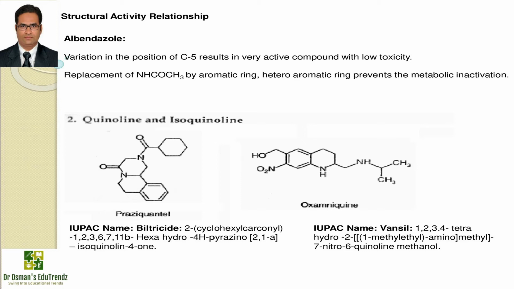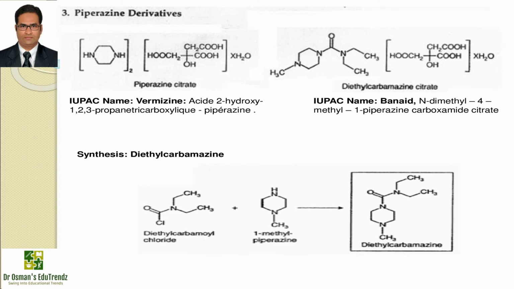The sensitive parasite converts this drug into an unstable ester which is decomposed to yield a reactive electrophilic intermediate which alkylates DNA. Now moving on to the third class, that is piperazine derivatives. Example is piperazine citrate, which is available with the brand name Vermizine and IUPAC name 2-hydroxy-1,2,3-propane tricarboxylic piperazine. This drug is highly effective against both Ascaris lumbricoides and Enterobius vermicularis.